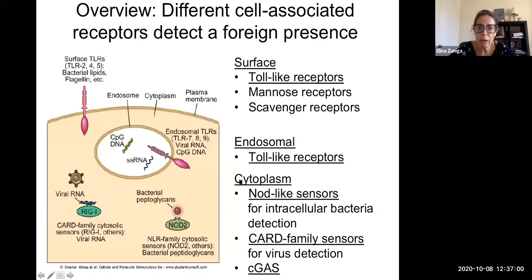And then we have pathogen recognition receptors that are not associated with membranes, and that includes NOD-like receptors and also the CARD family of sensors, as well as a more recently described one called cGAS. It's not a receptor, it's an enzyme, and we'll look into that as well.